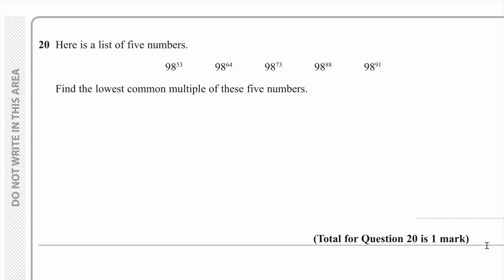Question 20. Here is a list of 5 numbers. Find the lowest common multiple of these 5 numbers. Because the base 98 is the same for all of these numbers, the lowest common multiple will be the number with the highest power, that is 98 to the power of 91.